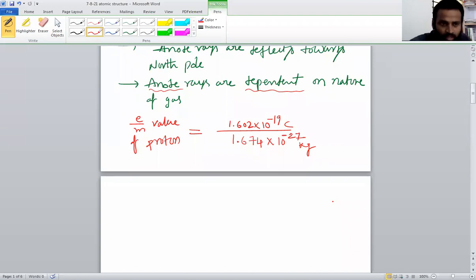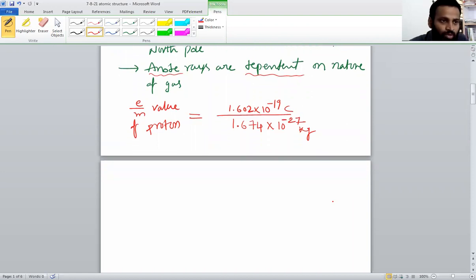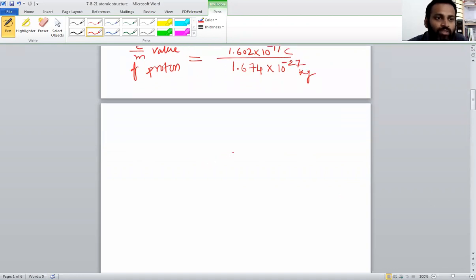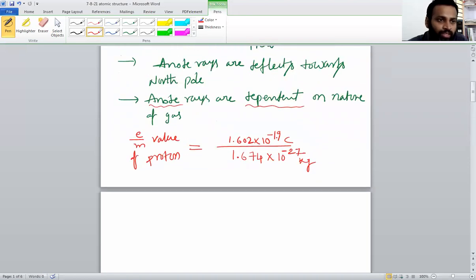If you cannot, then you ask me, I will tell you the simplified value of E by M for a proton. So the E by M value is important. Charge important, mass important. Those you must learn. So these are the points we discussed.